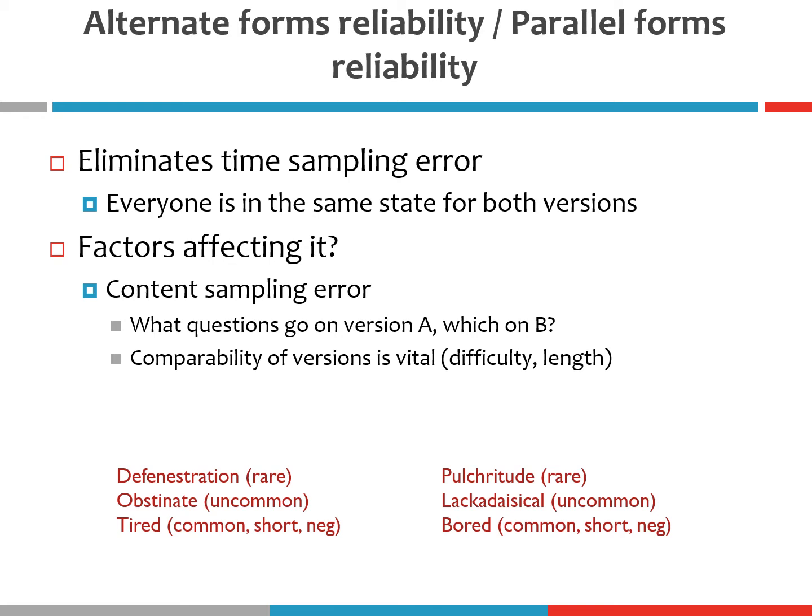And we would also want to pay attention to not just how long the words are, but also the connotation, right? So for example, both tired and bored are short words that have kind of a negative connotation associated with them. So essentially, we want to make sure that all of the dimensions, if you will, or qualities of the items or questions that we choose are the same across both forms of our test.